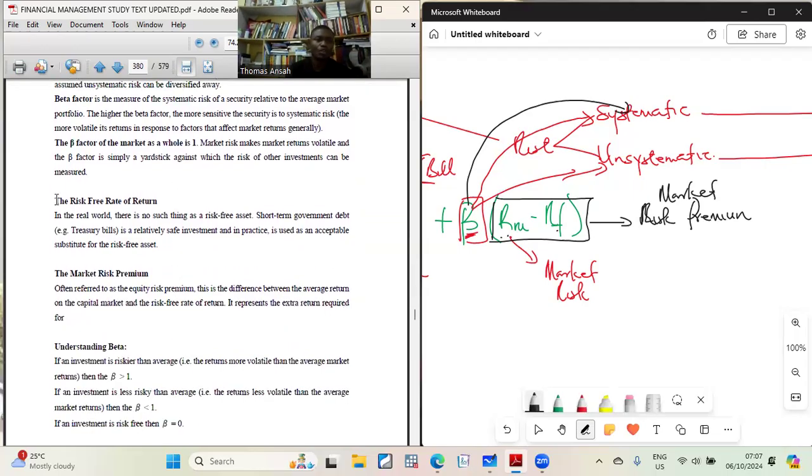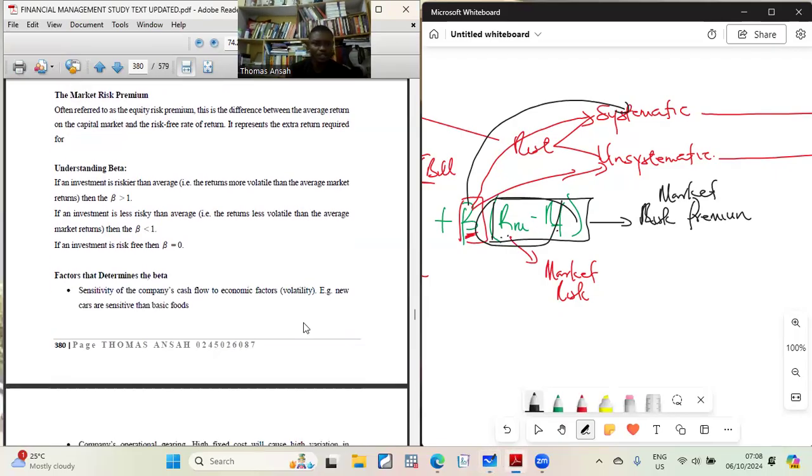The risk-free rate of return is the RF, and we are talking about short-term government debt, like Treasury bills. I think Treasury bills are still a little safe. Then the market premium is the difference. I told you that this part is the market premium, so be careful about that. Beta talks about sensitivity. If the investment is risk-free, then the beta is 0. If an investment is very risky, then the beta is greater than 1.